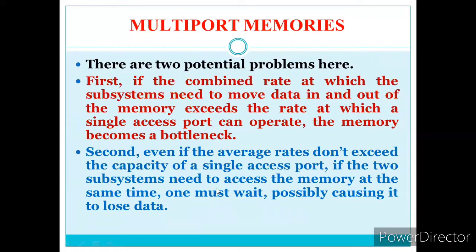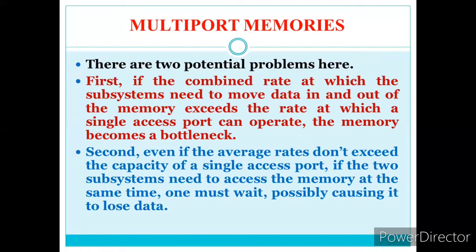What may be the problem in accessing this kind of multi-port memory is this: if the combined rate at which the subsystems need to move data in and out of the memory exceeds the rate at which a single access port can operate, the memory becomes a bottleneck. So when the combined rate at which the subsystems move data in and out exceeds that of a single port memory, that is the problem occurring here.